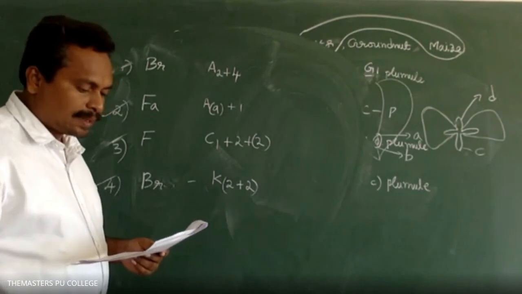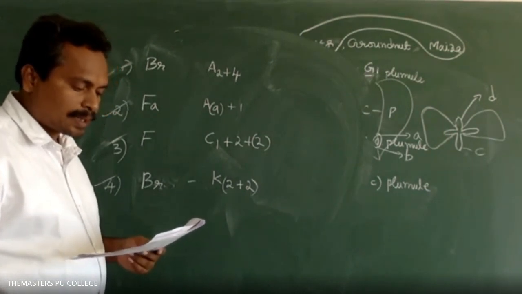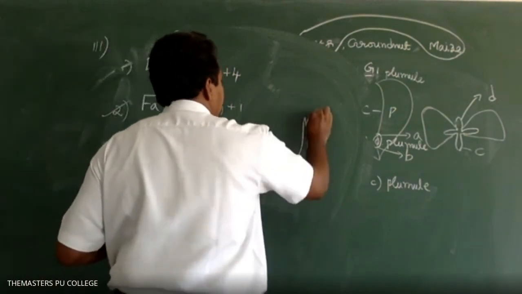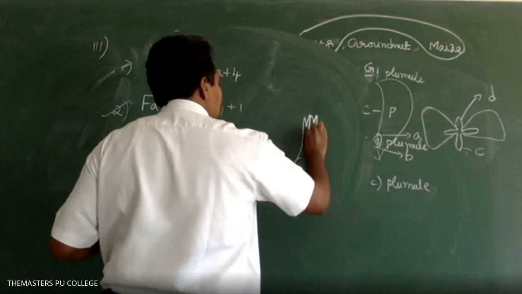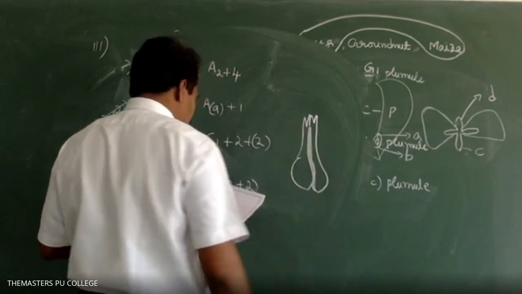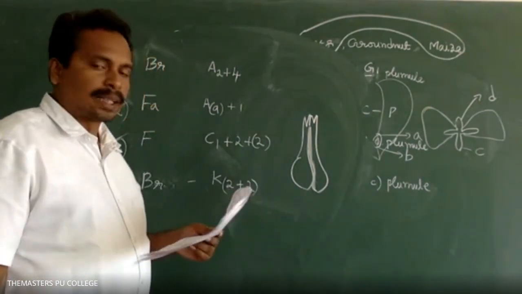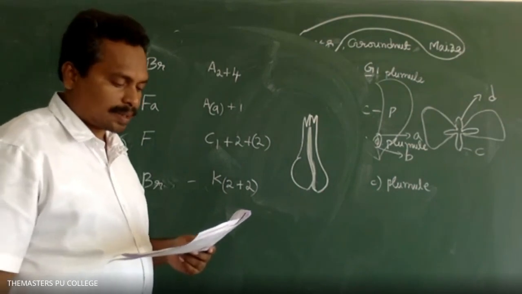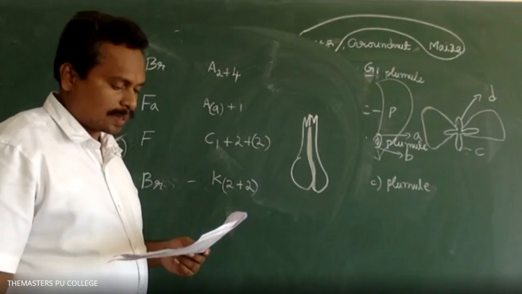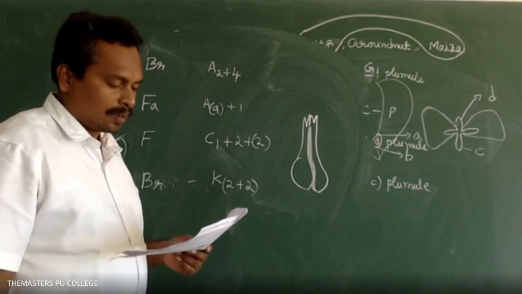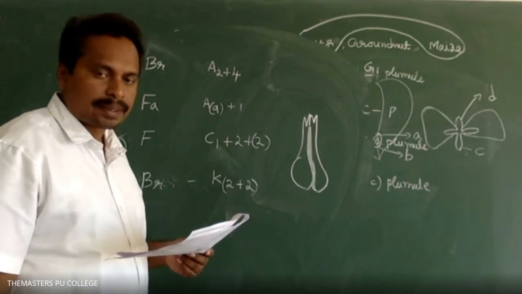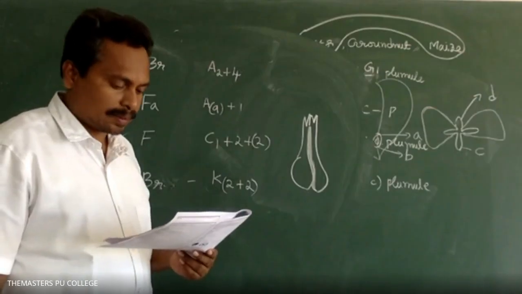Next, bicarpellary syncarpous ovary with axile placentation is found in Solanaceae. Very good. First option is the correct answer. Next, monocarpellary ovary, diadelphous androecium and marginal placentation occur in Fabaceae. Very good. Fourth option is the correct answer.